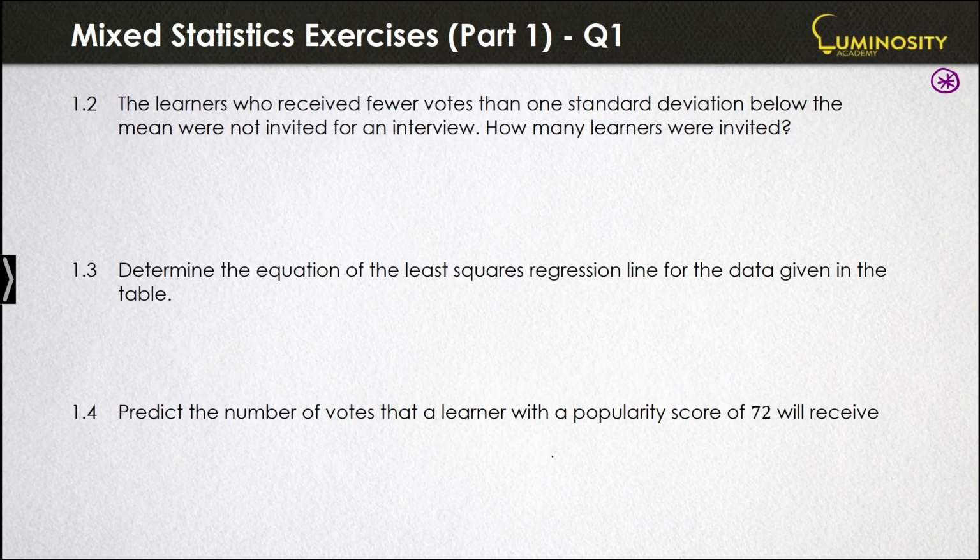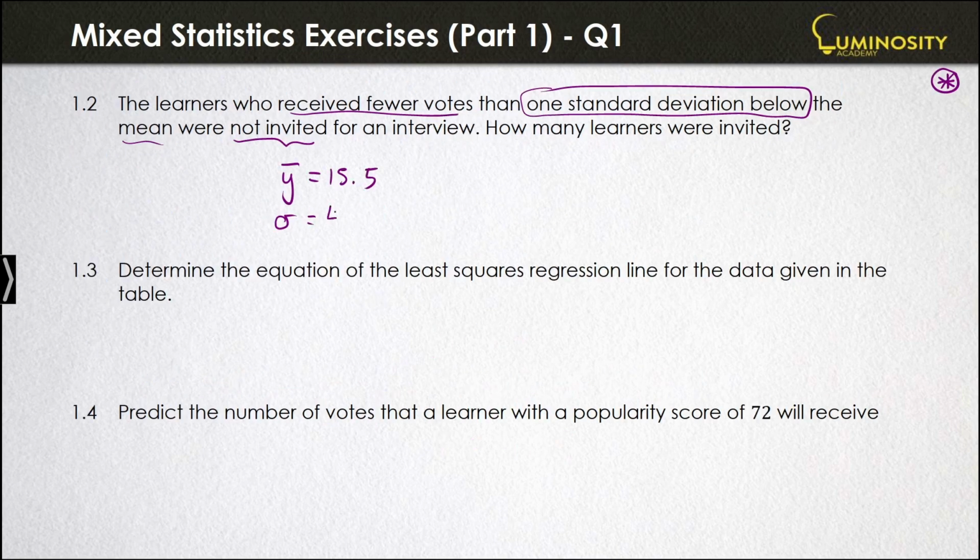Next, they want to ask us, the learners who received fewer votes than 1 standard deviation below the mean were not invited for an interview. So how many learners were invited? Well, first of all, we have our mean value. We worked it out. It was 15.5. And we have our standard deviation value, which we worked out as 4.59.